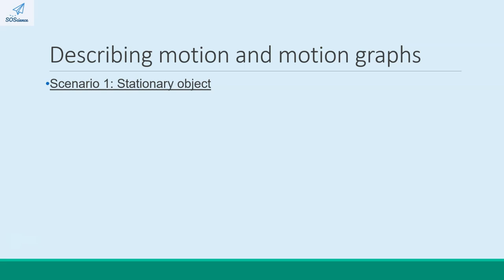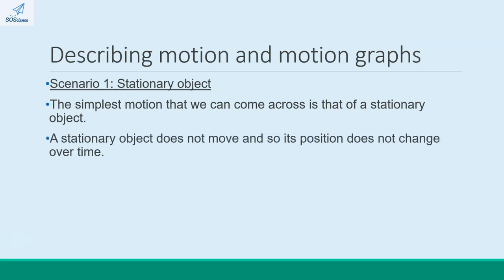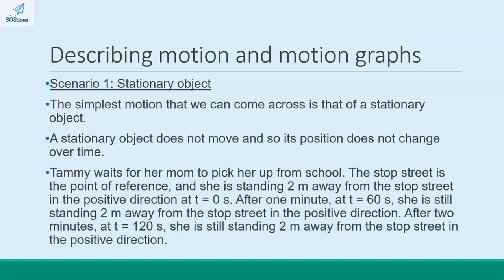So let's start off with the simplest scenario, which is scenario 1, a stationary object, an object that is not moving. So the simplest motion is that of a stationary object. It doesn't move, so that means that its position doesn't change with time.